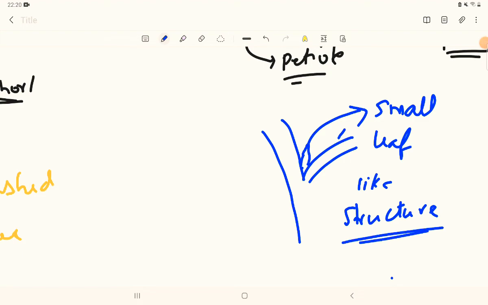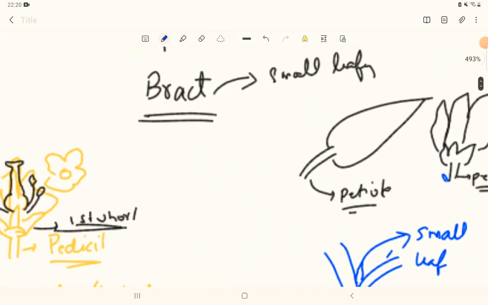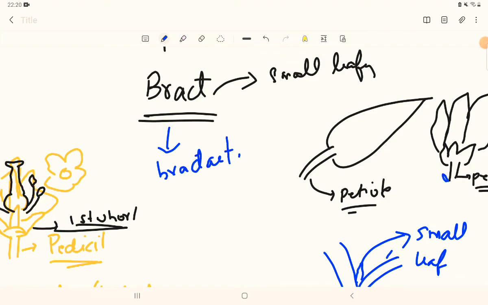So those plants which have bract are called bracteate, and those which don't have it are called ebracteate. Okay.